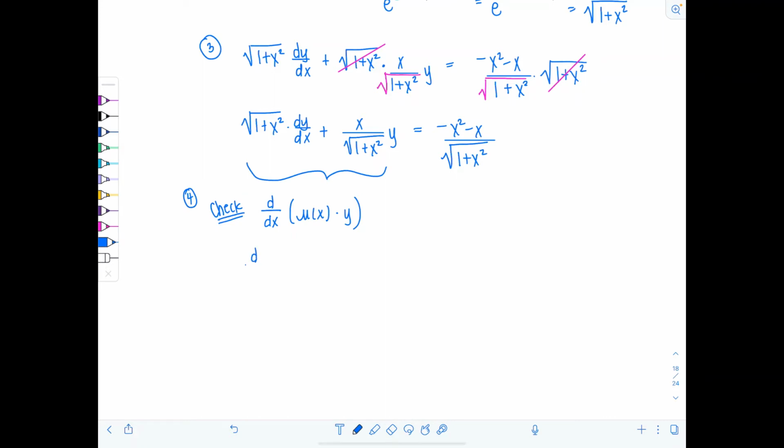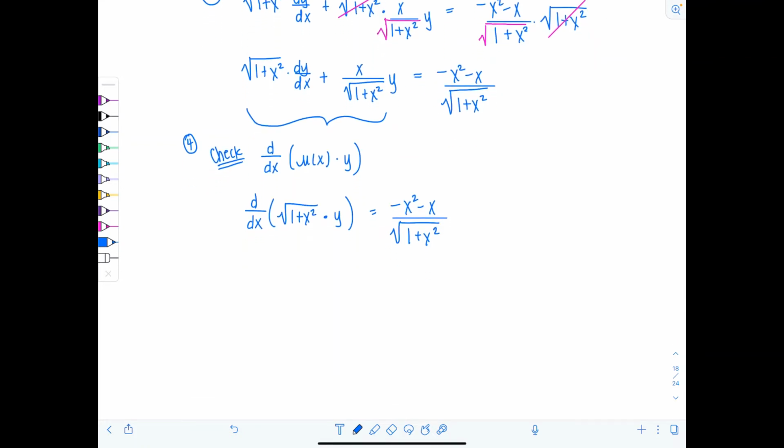So I want to make sure that the left-hand side is the derivative with respect to x of rad 1 plus x squared times y. And then the right-hand side just stays put for a second. We're focusing all our attention on that left-hand side. So you would have to use the product rule to differentiate rad 1 plus x squared times y. So look, rad 1 plus x squared, say I leave it alone. And then the derivative of y with respect to x is dy/dx. Okay, so far so good.